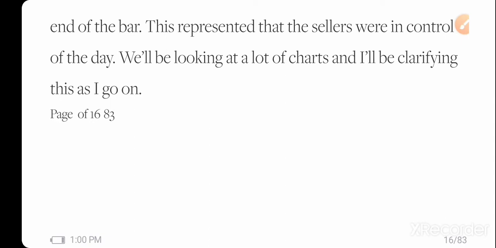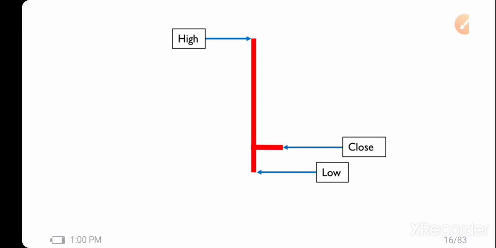We will be looking at a lot of charts and I will be clarifying this as I go on. So this is the sellers winning the day. This is a bar and you see it red, meaning that the sellers won. The high is where the price began and then it fell and closed, as you see, just around the neck of the lower part. Okay, so this is a sell bar.